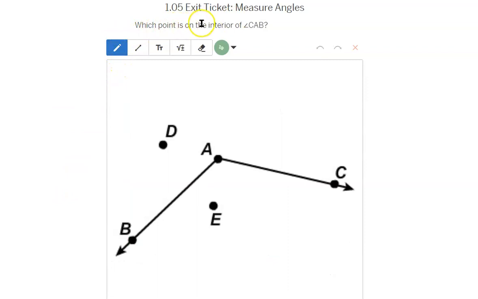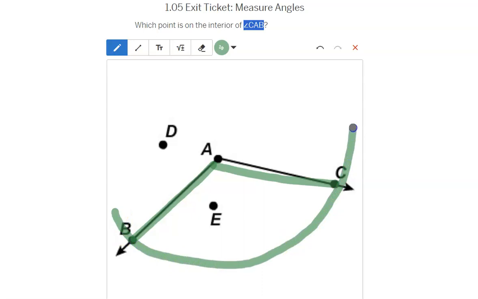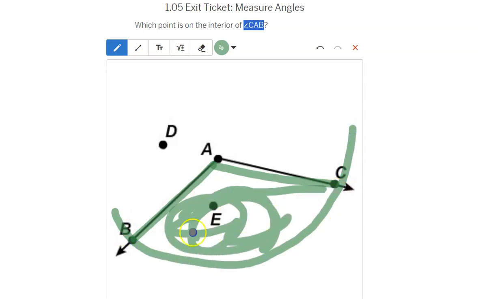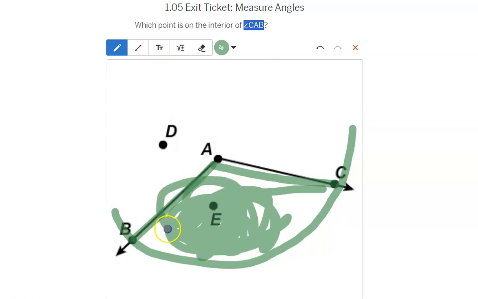Which point is on the interior of angle CAB? So we're going to find the point C, A, B. That's the angle we're talking about. We're going to go ahead and say that's our angle. So everything inside of here. And we notice that I covered up point E. So point E is on the interior.